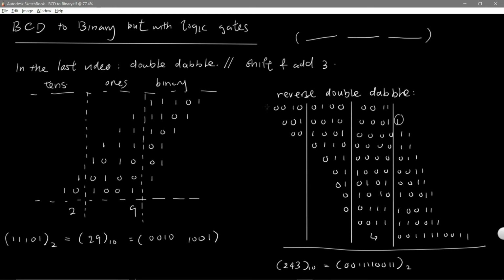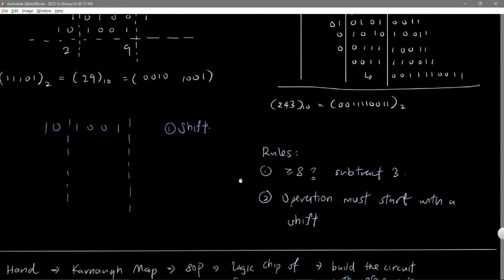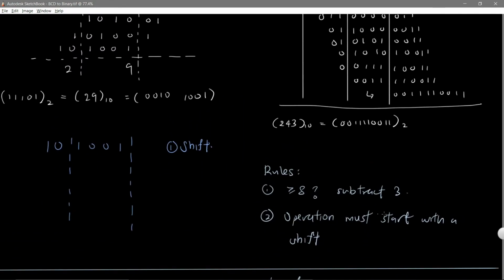Alright, back to what we have discussed. So here you have the full operation of converting 243 in binary coded decimal to binary values. And here you have the binary values. And these are the rules you want to stick to in the procedure. And just remember the first ever step is to shift.